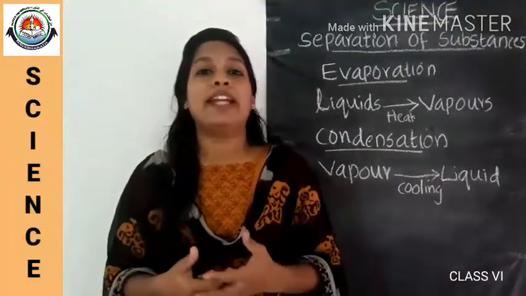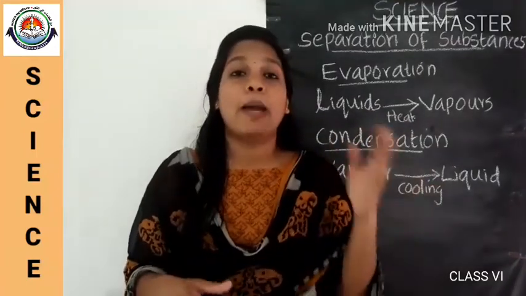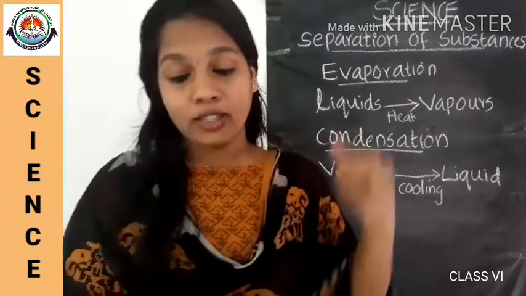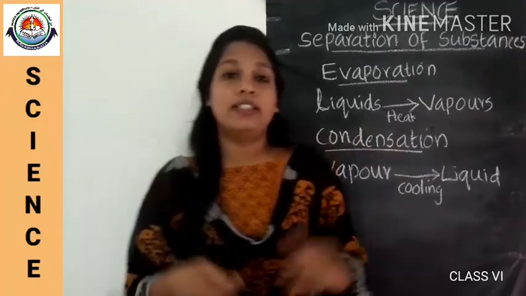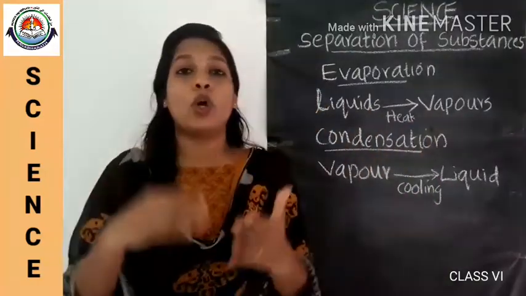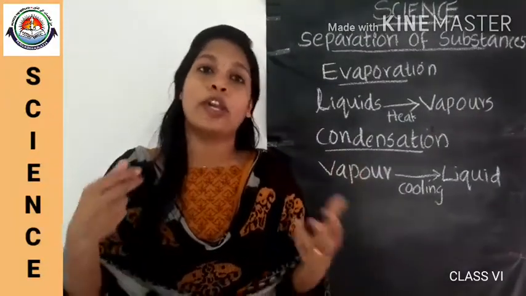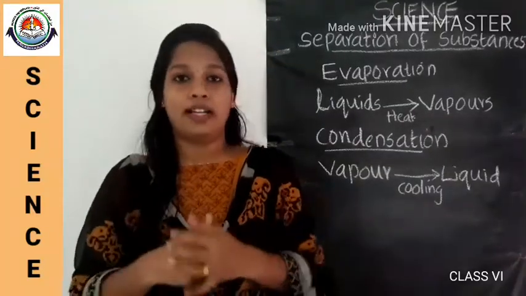And we can separate the mixture of two immiscible liquids like petroleum and water, mustard oil and water by using a separating funnel. As we know that petrol and mustard oil are immiscible in water. So we can separate these two immiscible liquids by using a separating funnel.